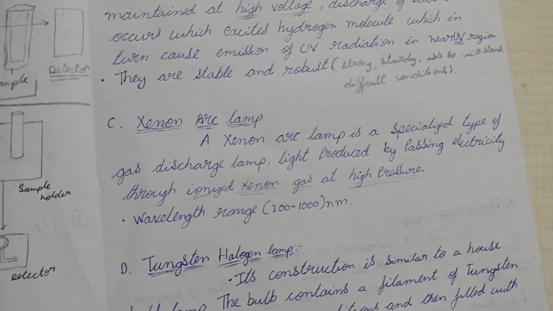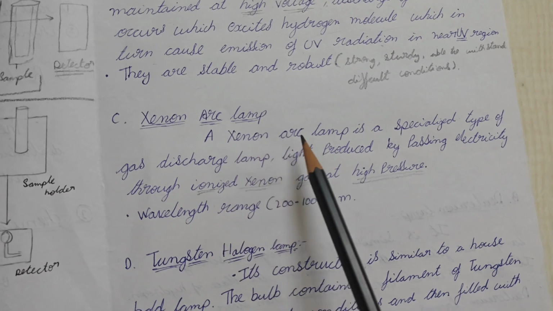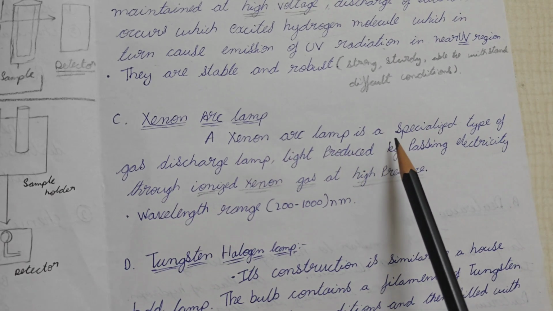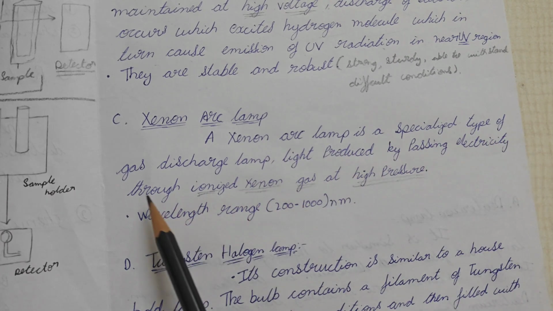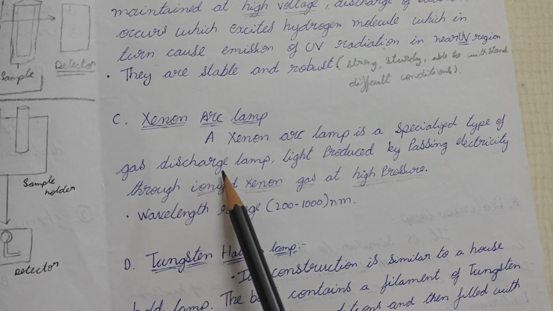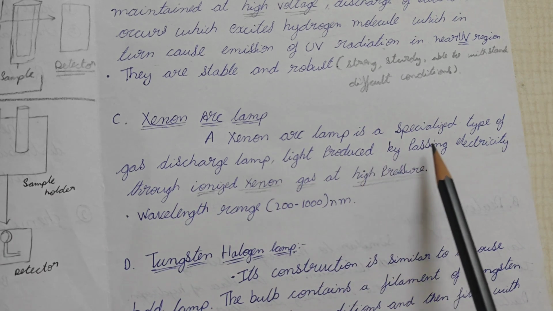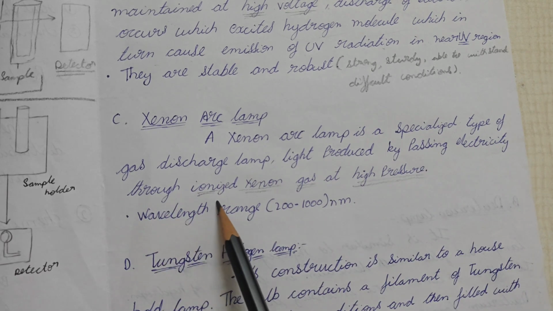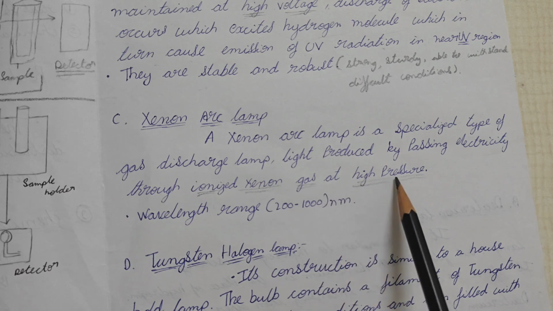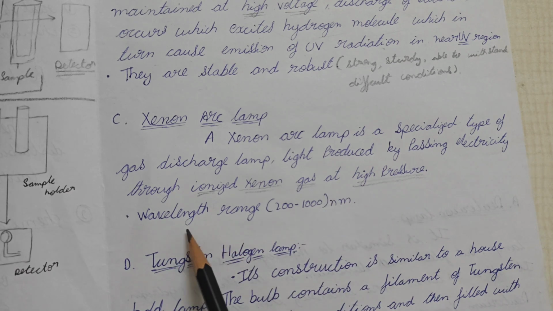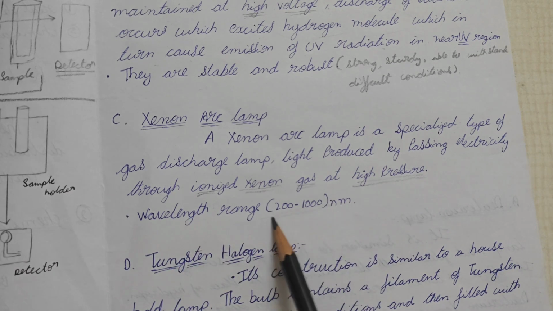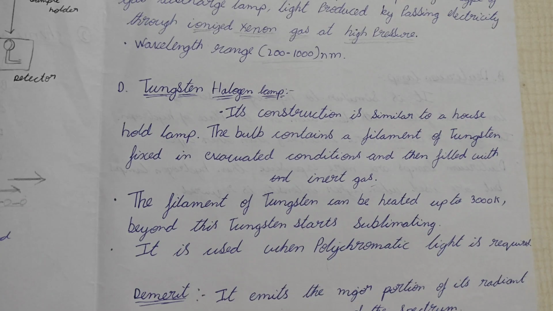Next, xenon arc lamp. A xenon arc lamp is a specialized type of discharge lamp. Light is produced by passing electricity through ionized xenon gas at high pressure, and the wavelength range is 200 to 1000 nanometer. It is UV region.